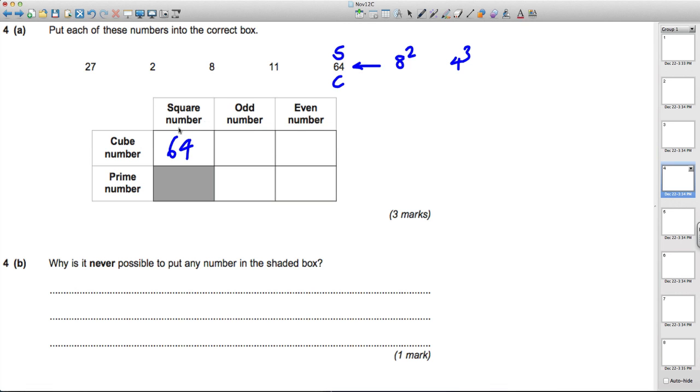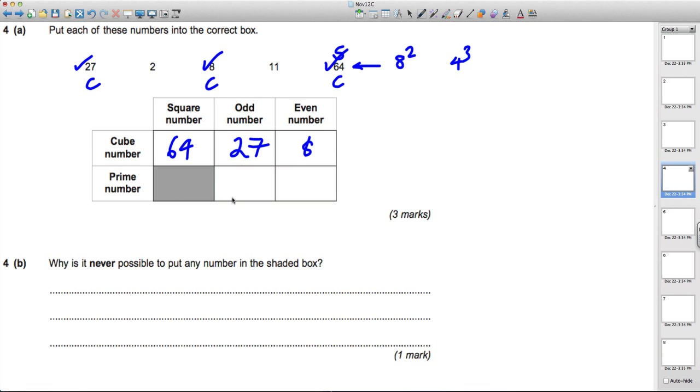Okay, an odd number and a cube number. Okay, what other cube numbers were there? Not cube, cube, cube, and we want the odd one as well, so that must be 27. What's an even cube number? Well, that must be the 8 that's left over. So we've dealt with that, and dealt with that.